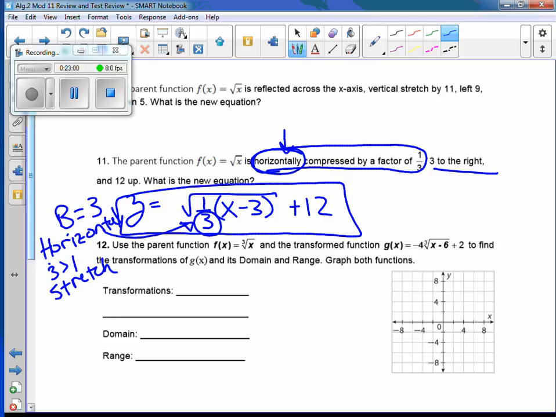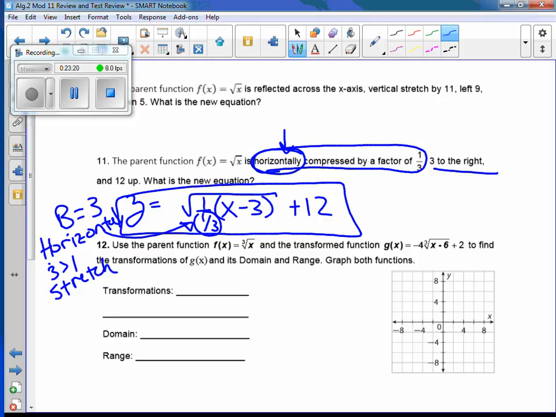Yeah, it's a horizontal stretch, should be 1/3. Oh, okay, my apologies. So it says horizontally compressed by a factor of 1/3. So right here in the denominator, my apologies, you guys, this should actually just be 1/3.